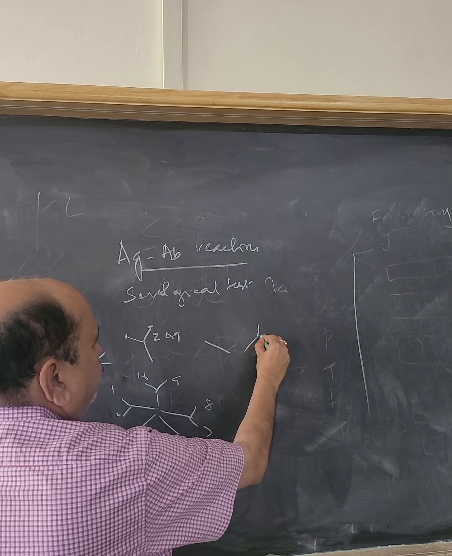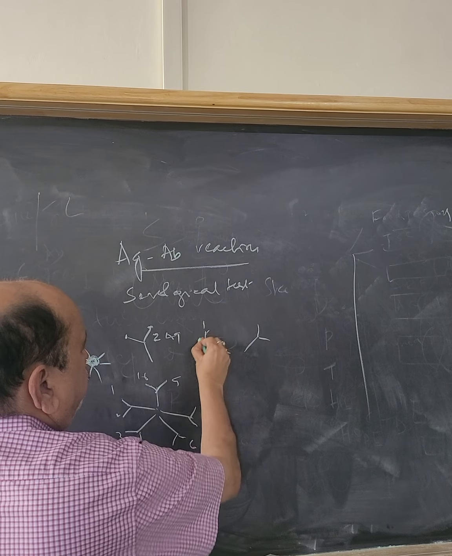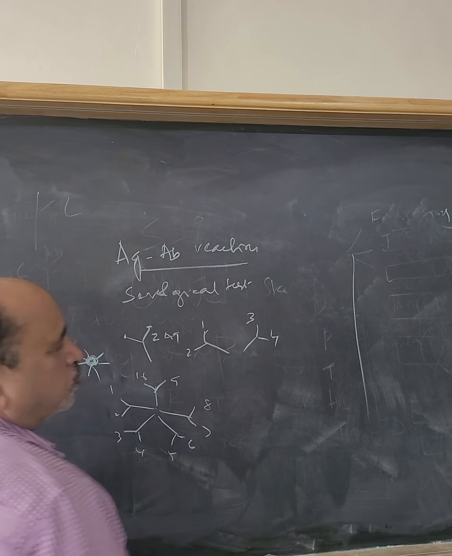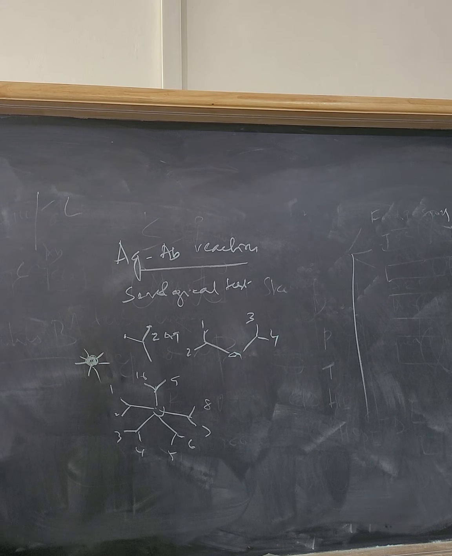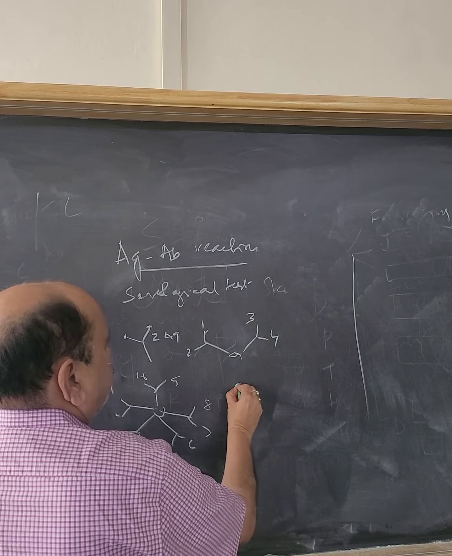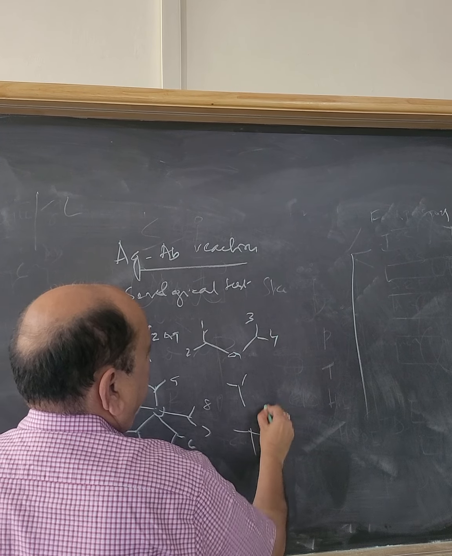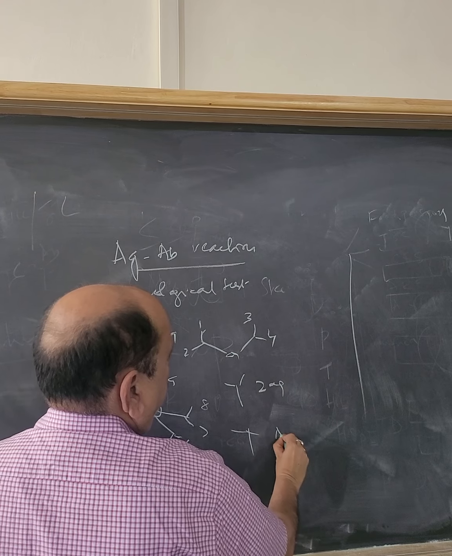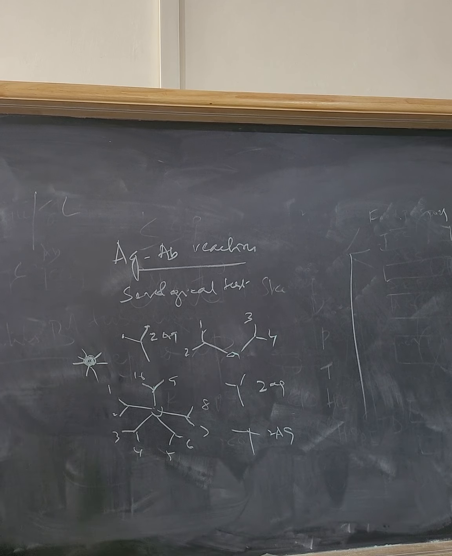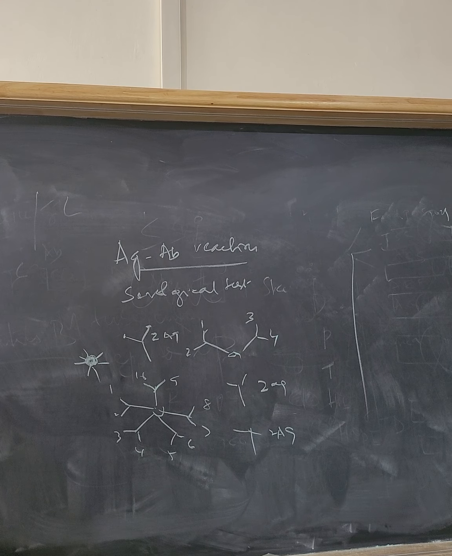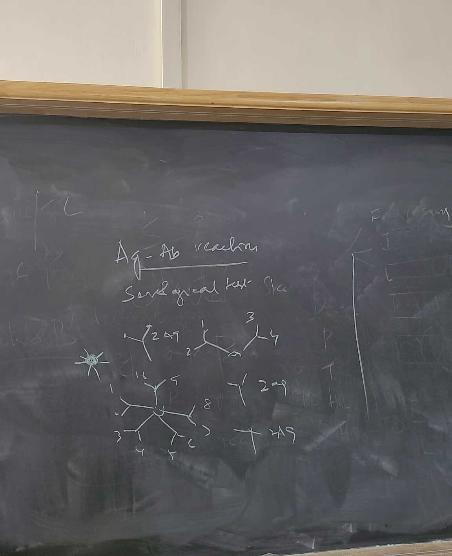IgA has got 4. IgA has got 4 antigen combining sites. And IgE, IgD, they have got 2 antigen combining sites. IgG has got 2 antigen combining sites.